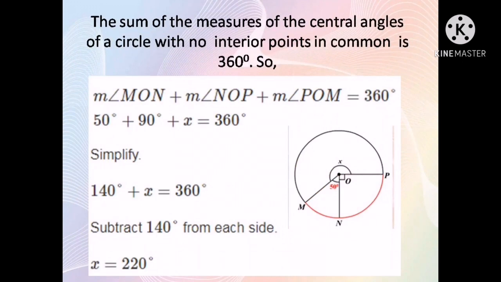Since the sum of the measures of the central angles of a circle with no interior points in common is 360 degrees, the measure of angle MON plus the measure of angle NOP plus the measure of angle POM should be equal to 360 degrees. So we have 50 degrees plus 90 degrees plus x is equal to 360 degrees. To simplify, we have 140 plus x is equal to 360. Subtract 140 from each side. The x now is equal to 220 degrees.